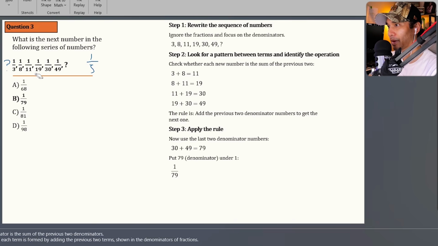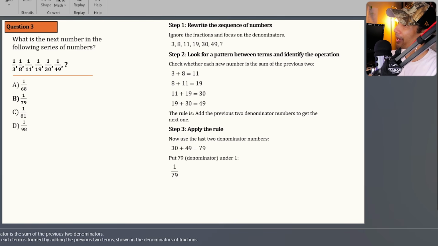And is my math right? 19 minus 11 equals 8. 11 minus 8 equals 3. 8 minus 3 equals 5. Yes. Okay. Perfect. All right. That is the answer for question number 3. Let's go ahead and move on.